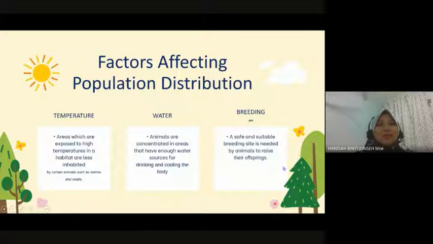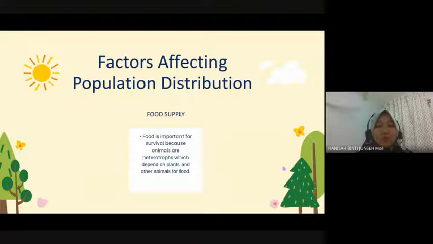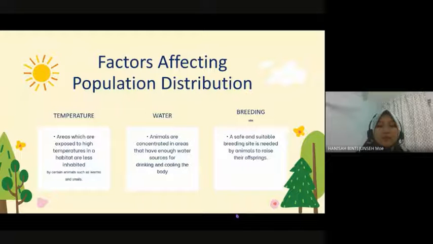So, what are the factors affecting the population distribution of animals or other organisms, or even us humans? In this part, we are talking about animals. There are four points. The first one is, of course, the same as plants: organisms or animals need to be at the optimum temperature, not too high, not too low.